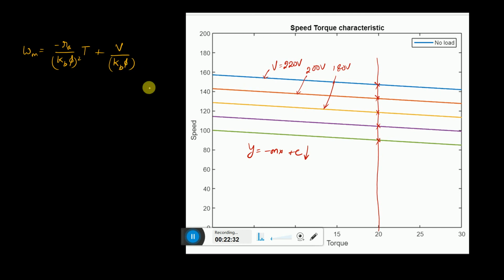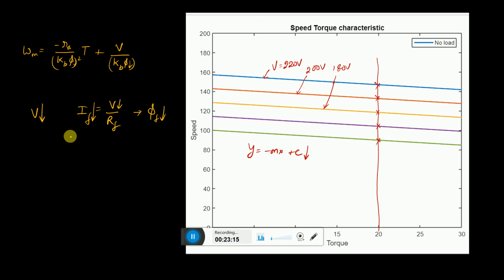Now one thing we have neglected here is that if the supply voltage decreases in the DC motor, the current IF, which is V by RF, will also decrease. If IF decreases, this will lead to a decrease in the flux phi F. So if the flux decreases, the slope will get increased, and it will also affect the other term.